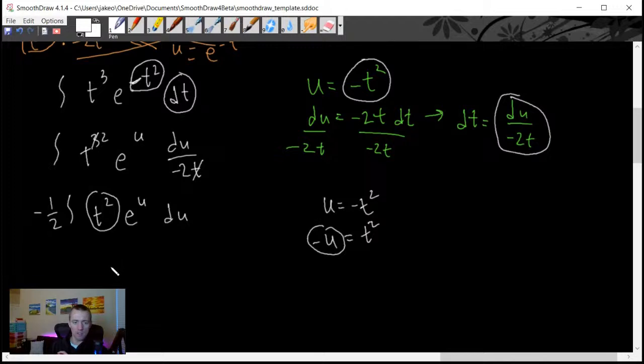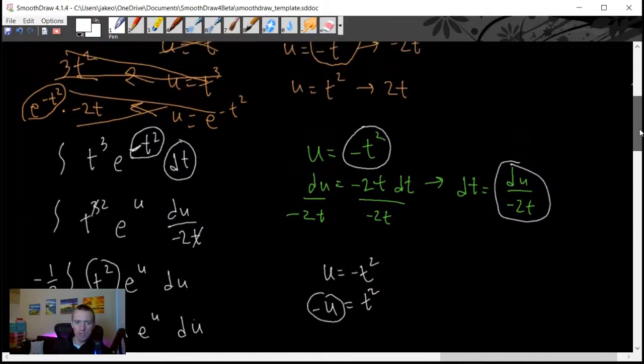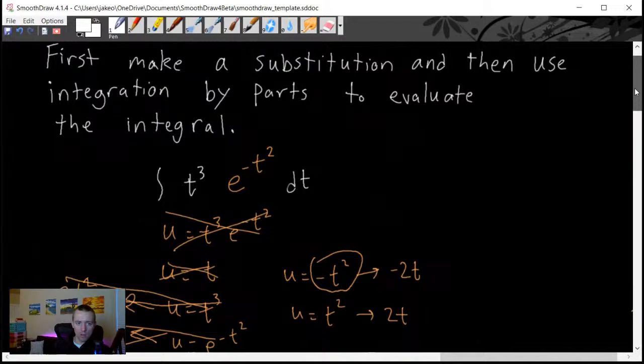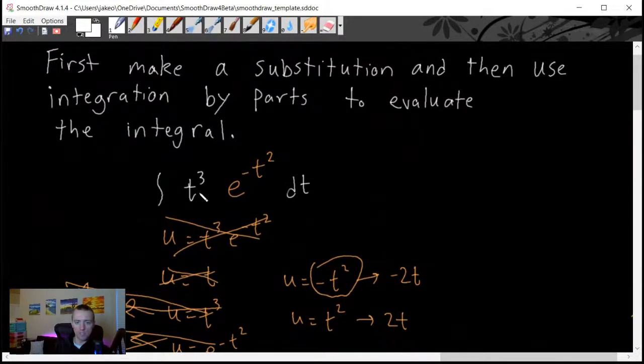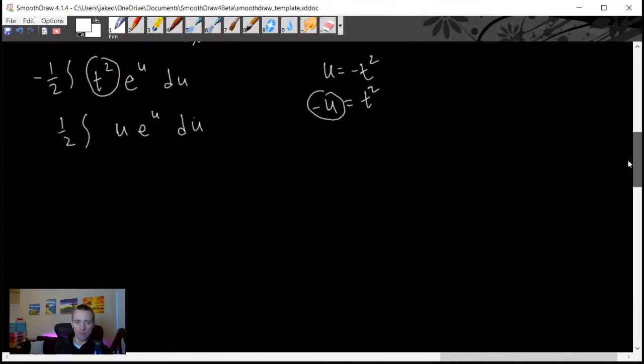So that's just going to get us negative u times e to the u du with a negative 1/2 out front. And then again, we can pull our negative out from our integral, and it's going to cancel with our negative sign here. So actually, the only thing we have to integrate now is we just have 1/2 times the integral of u times e to the u, which definitely looks a lot simpler than the integral we started with of t cubed times e to the negative t squared. Sorry about that if you can hear barking.